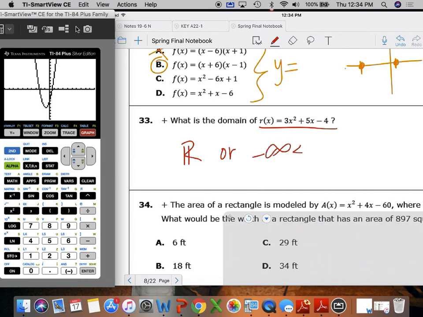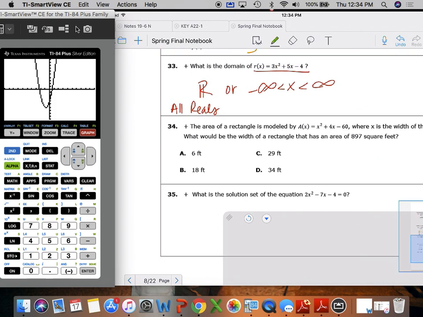You could write it like this, or they might have all reals listed out, or all real numbers. Any of those would be sufficient. You don't have to write them all, but know that they all mean the same thing.